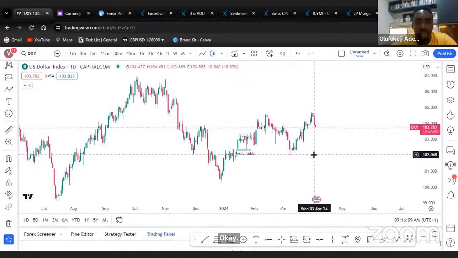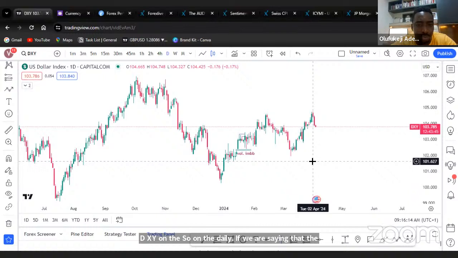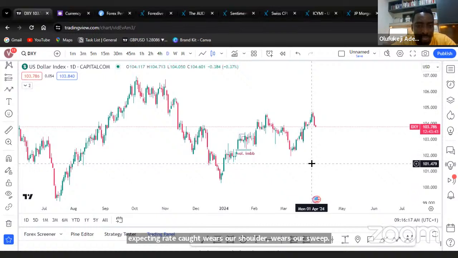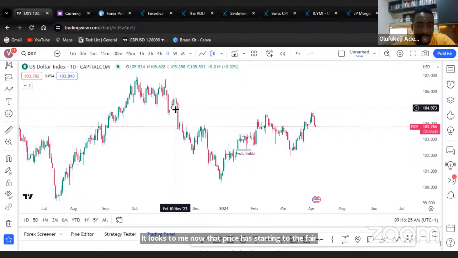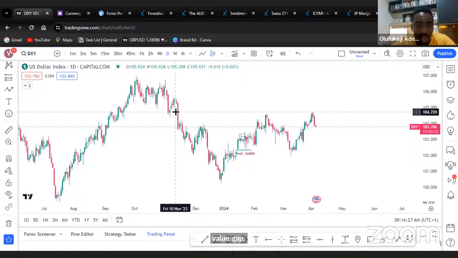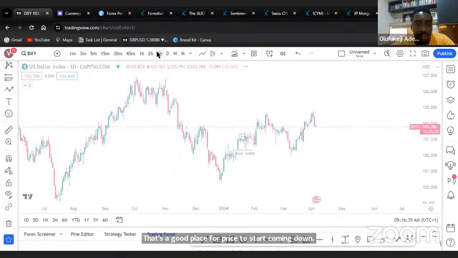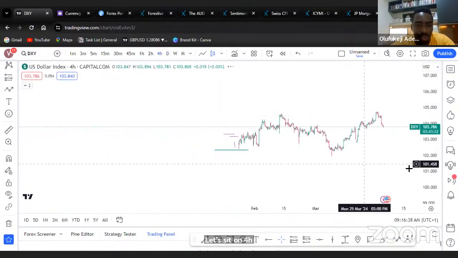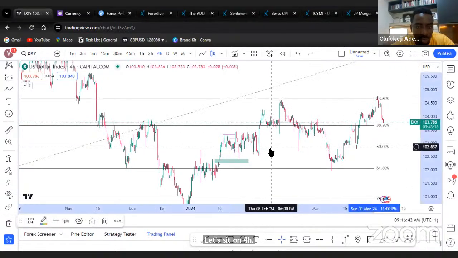So on the daily, if we are saying that they're expecting rate cut, where is our shoulder? Where is our sweep? What has price done? It looks to me now that price has tapped into the fair value gap. Exactly all of that. So it has hit a resistance. That's a good place for price to start coming down. Let's see it on the 4-hour. Okay. So that's our shoulder, that's our sweep.